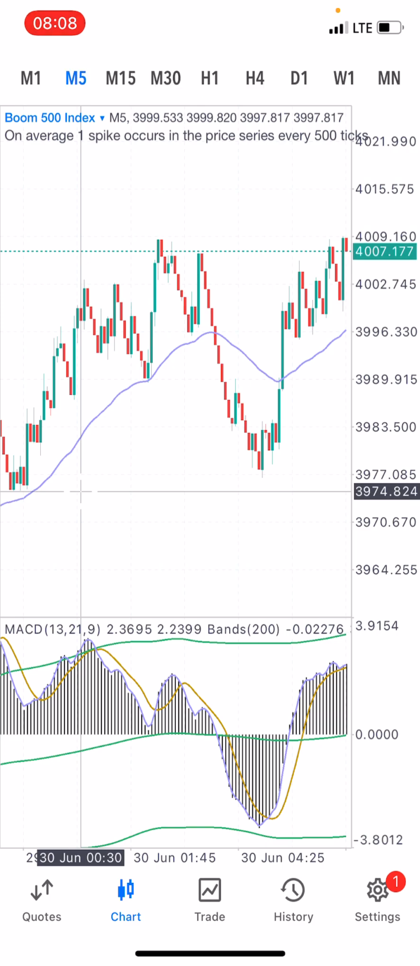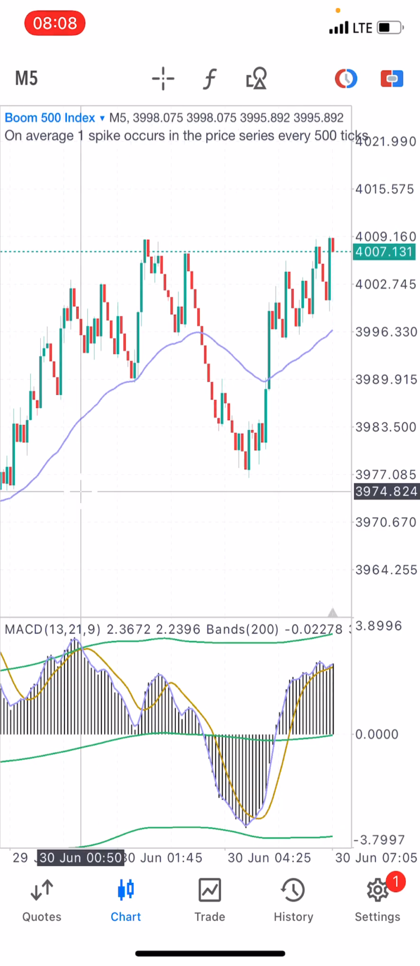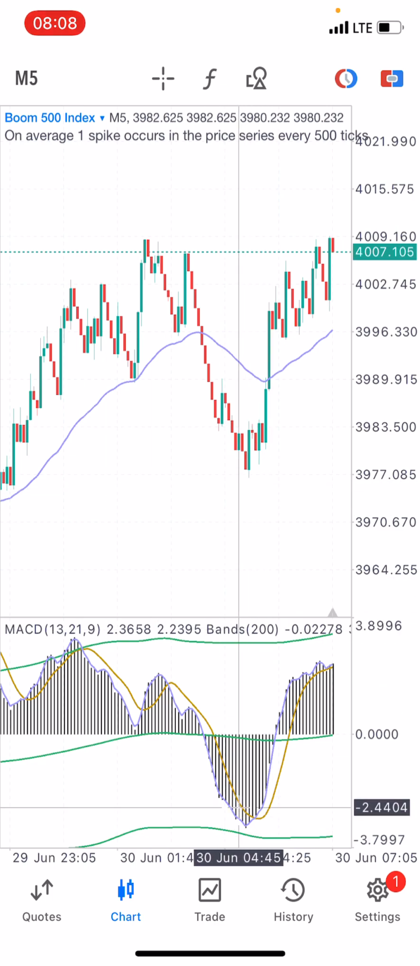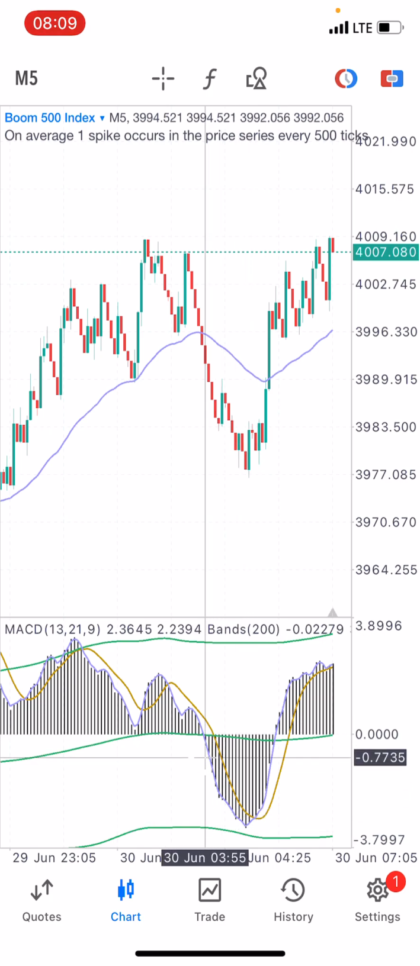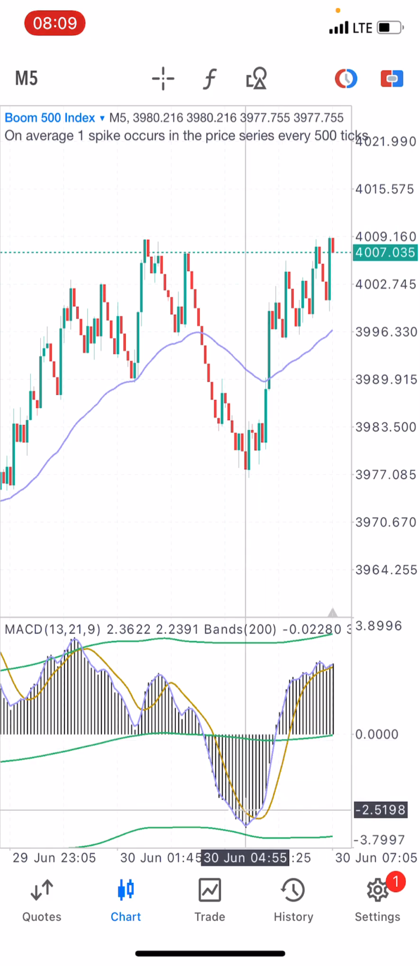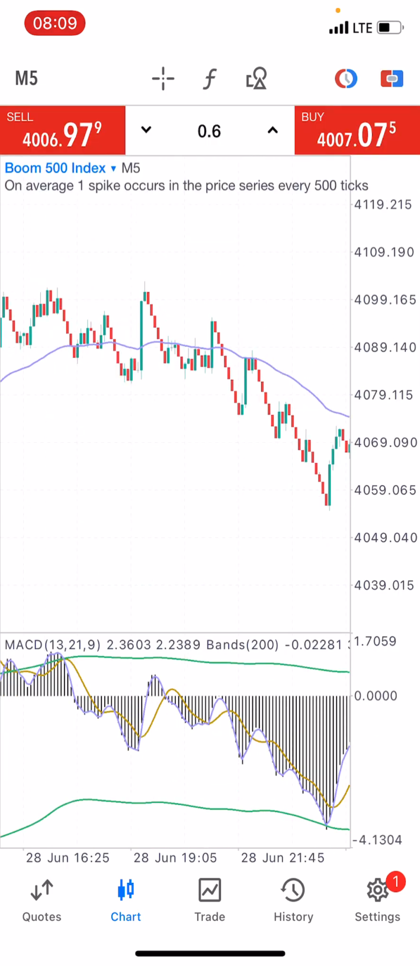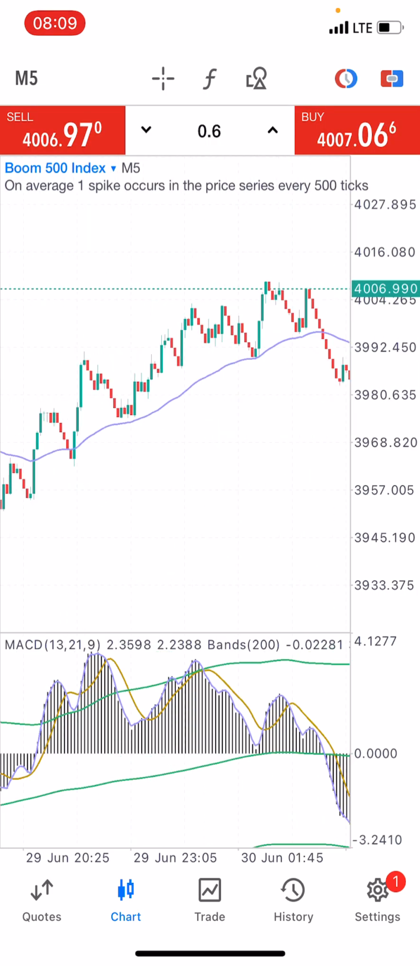So now let me take you back again to how this indicator works. Whenever you want to scalp or you want to catch a spike, you have to look out for a crossover. Once there's a crossover between the purple line and the gold line, that's an indication for you to go in for a buy. And now let's backtest that.